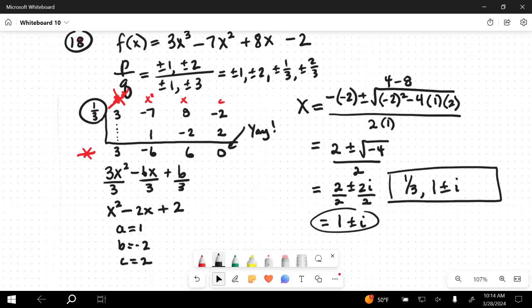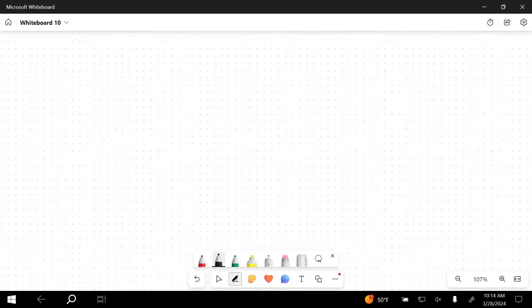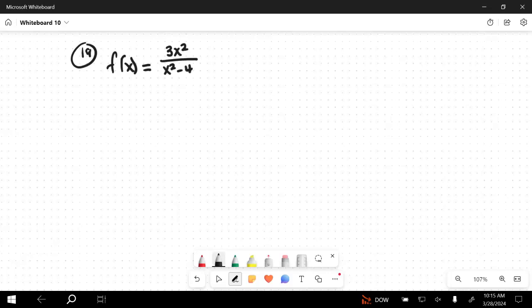Let's look at our last problem that we're going to review for this exam, and it is number 19. It's a rational function. This is section 3.5. So we have 3x squared over x squared minus 4. And again, you're going to have your sheet out in front of you that you got in class or that you got from course resources on Blackboard if you missed class.